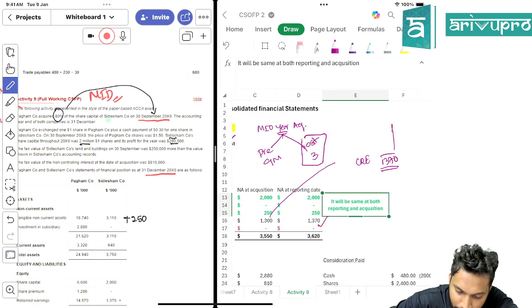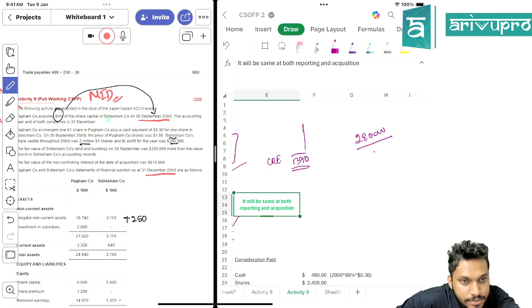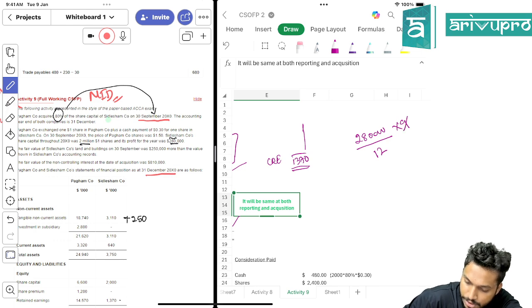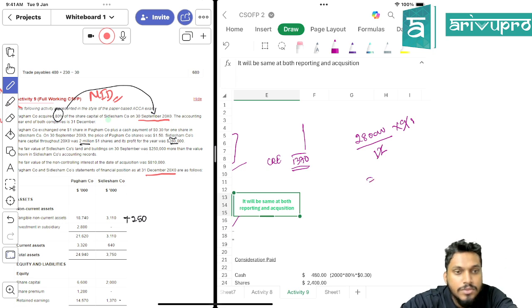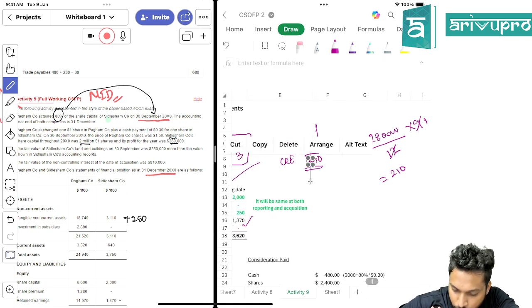9 months profit is not related to us. So what is that 9 months profit? 280,000 divided by 12 months, multiplied by 9 months. So you are arriving at how much? How much is that difference? 210.